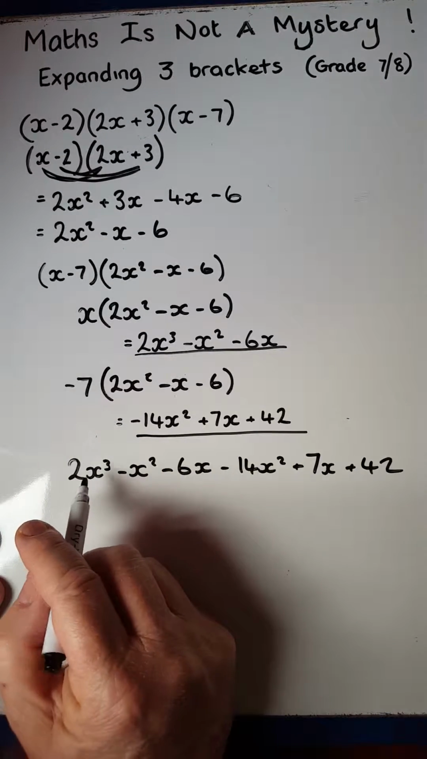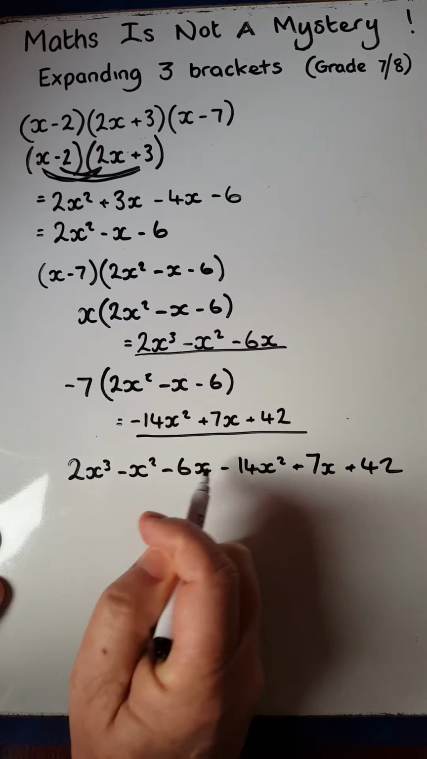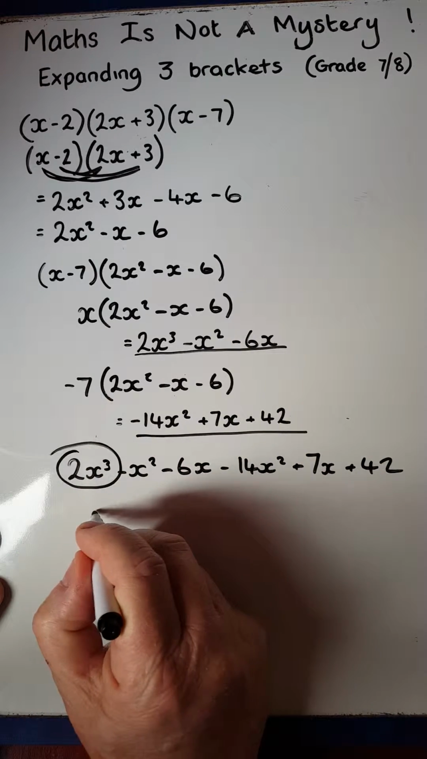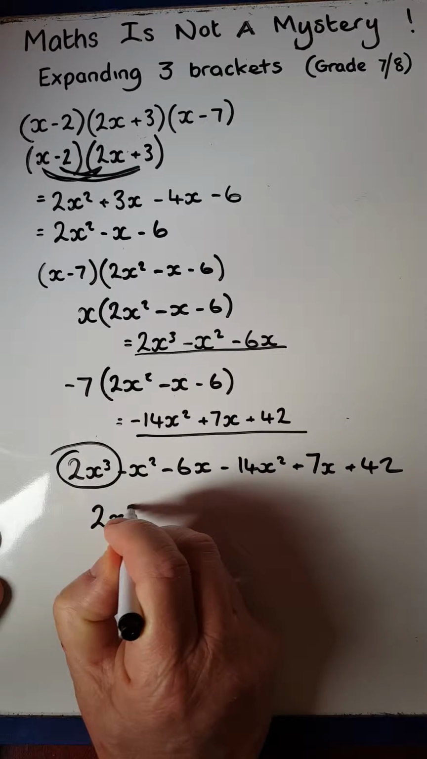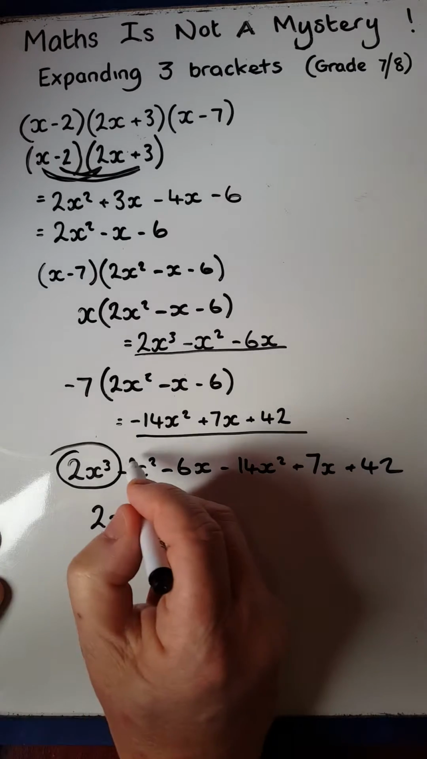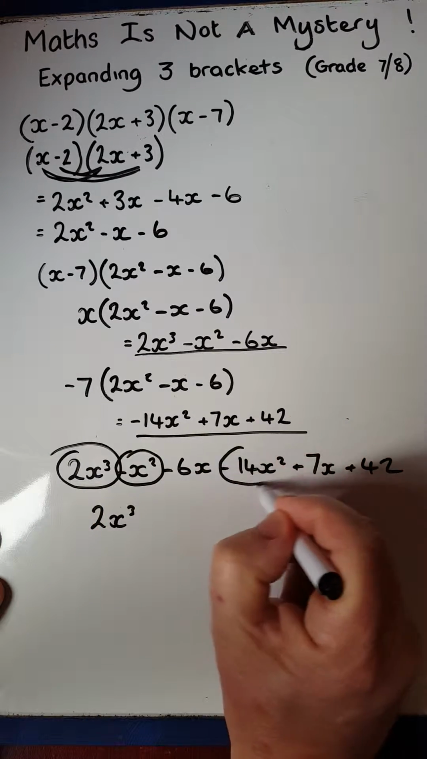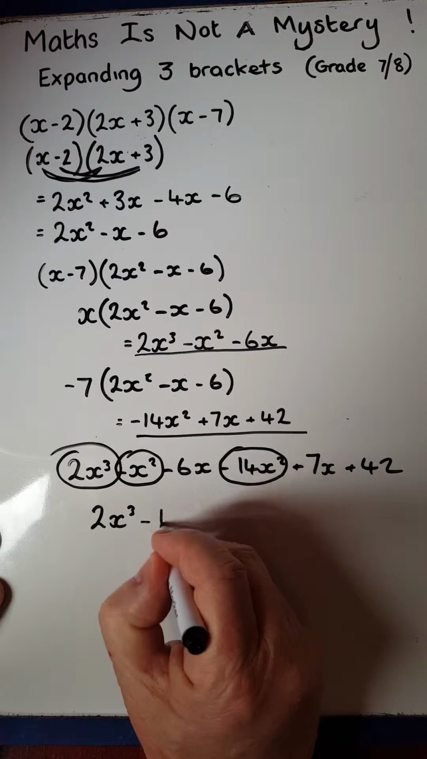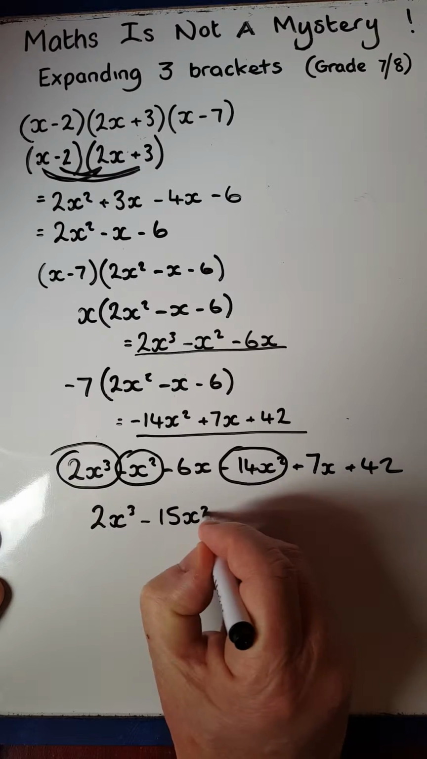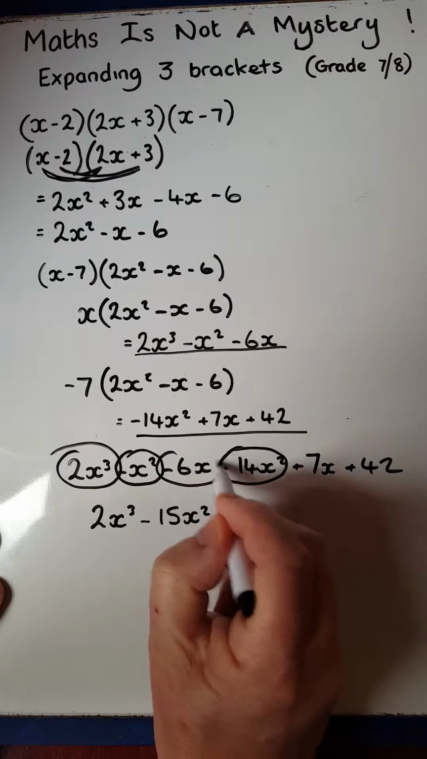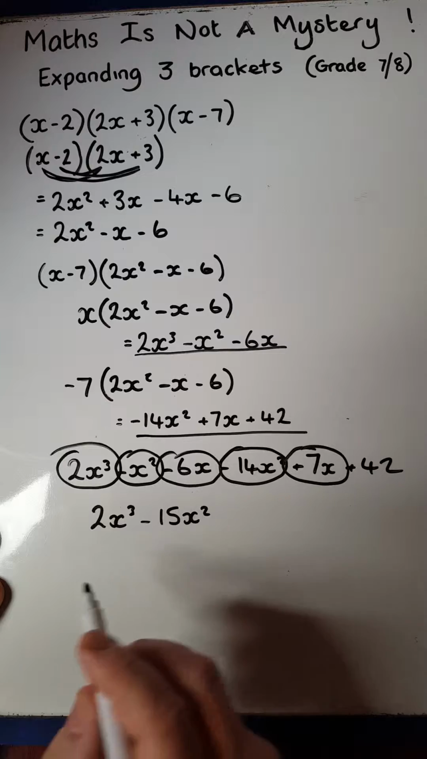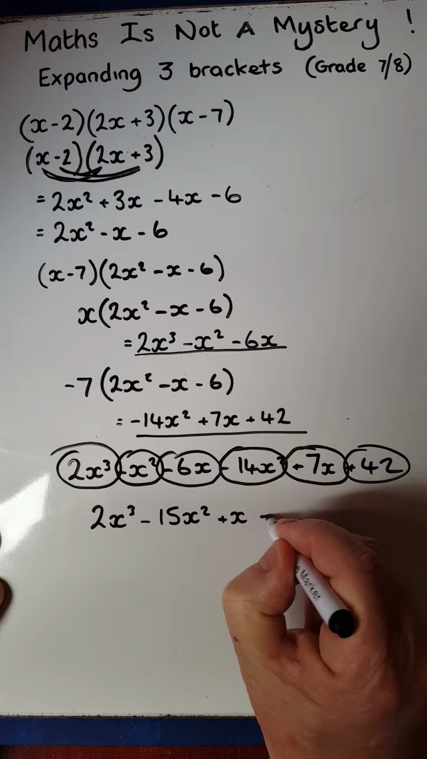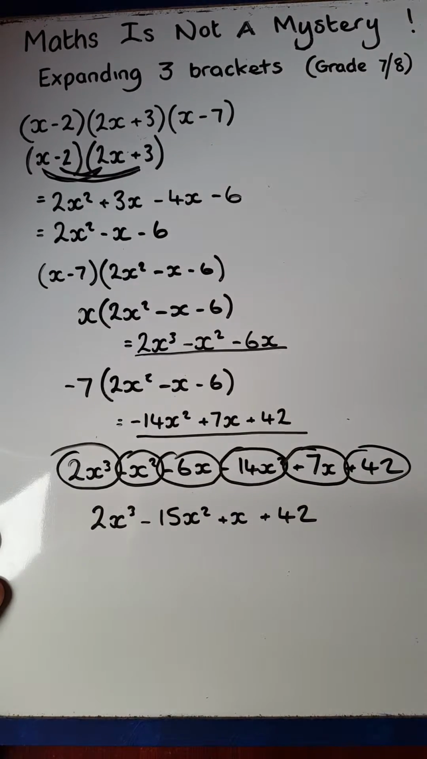Now be careful because the terms are different if you've got a cubed or a squared or just a regular x. In terms of the cubes we've only got that, so that's 2x cubed. That's going to stay in the final answer. In the x squareds we've got a minus x squared and a minus 14x squared. So minus 1 minus another 14 is minus 15, minus 15x squared. In our regular x's, we've got minus 6 plus 7. So that's just 1x, so that's plus x. And then finally that number at the end, plus 42. And that's it, we've finished.